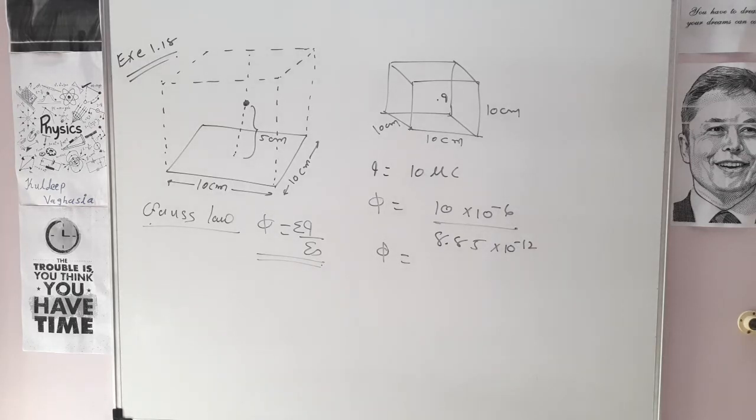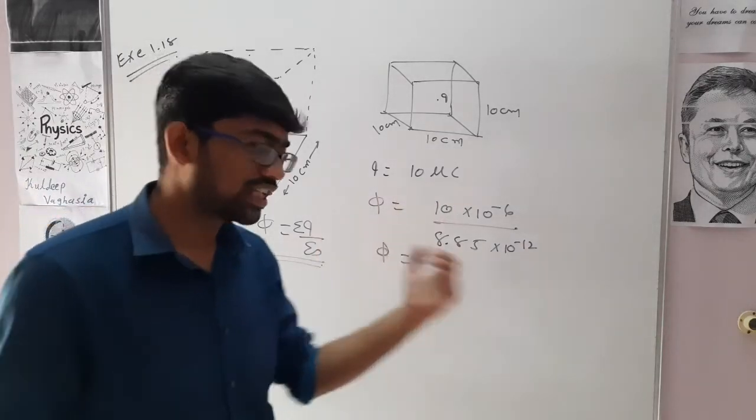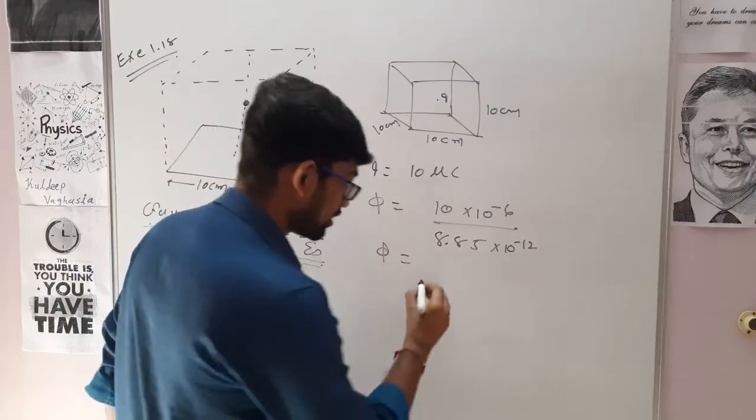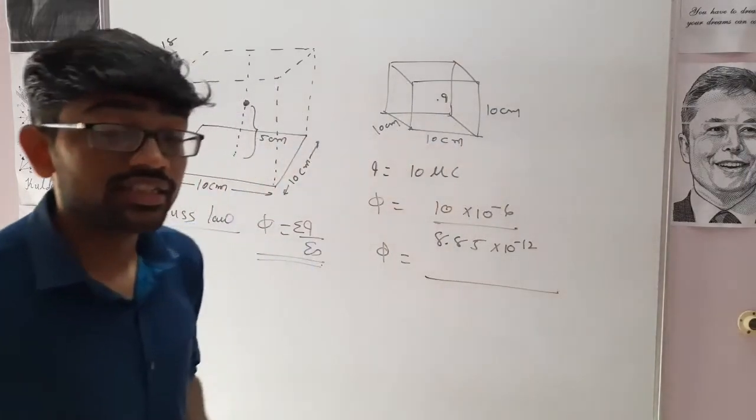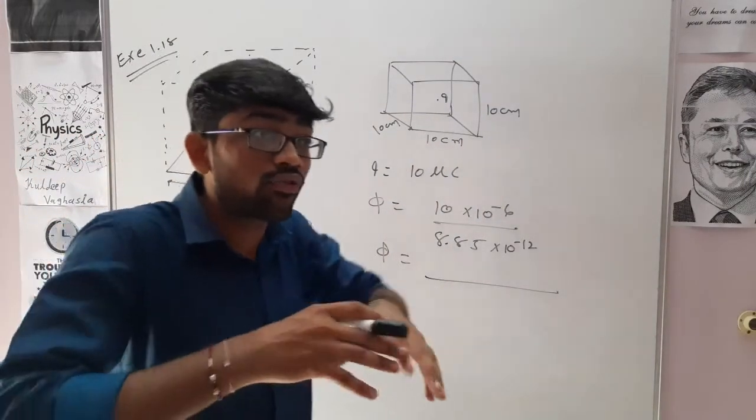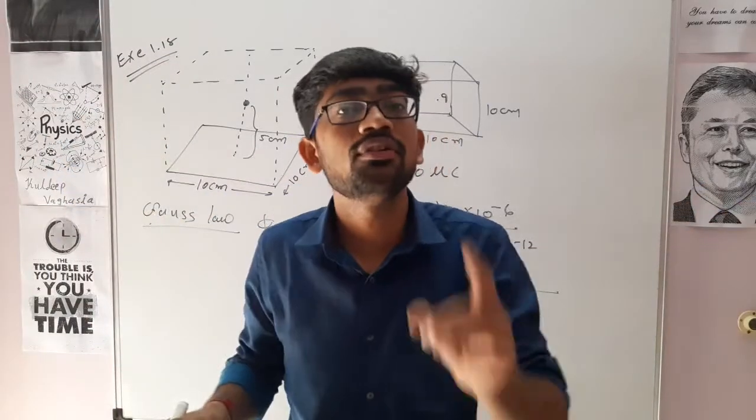Okay, now see, divide, you get something as the answer, something flux. But this is the flux which comes out from the box, not from the face.